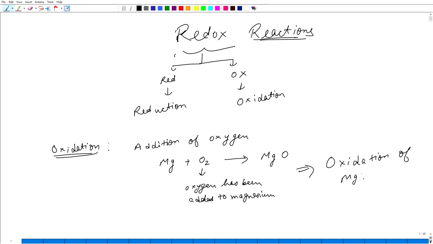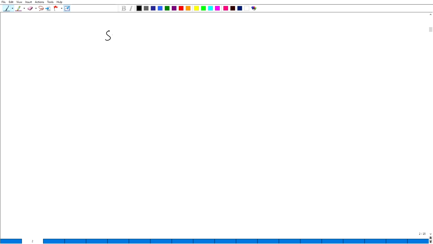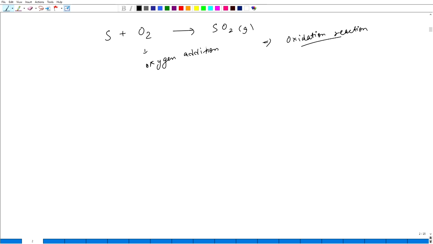magnesium. Similarly, take another reaction, burning of sulfur in presence of oxygen. It produces different gases, SO2, SO3. Let us say SO2 gas has been formed. Here also oxygen has been added, oxygen addition, and it is termed as an oxidation reaction. So, this is how it was initially termed when the oxidation term was proposed, that oxidation means addition of oxygen.